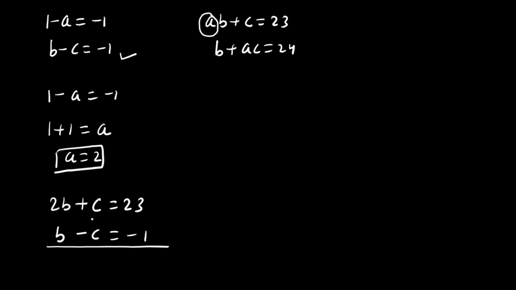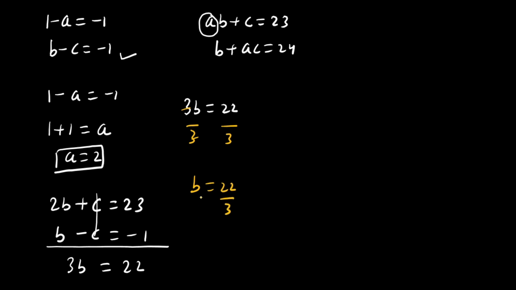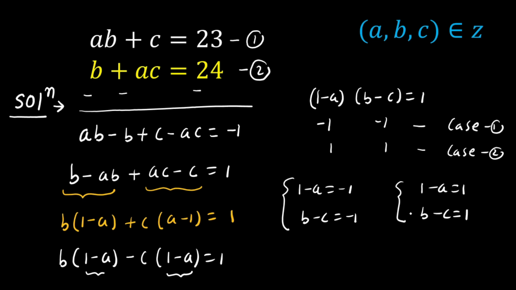If we add both the equations, then on the left hand side plus c and minus c cancel out, and plus 2 times b plus b, that is 3 times b, and this is equal to 23 minus 1, that is 22. Then 3 times b is equal to 22. If we divide both sides by 3, then the 3 and 3 cancel out, then b is equal to 22 over 3. Look carefully, b is equal to 22 over 3. This is a rational number. b does not belong to integers, so this case is rejected.